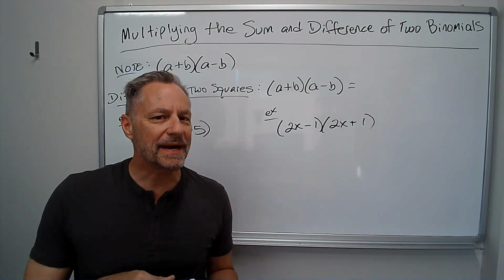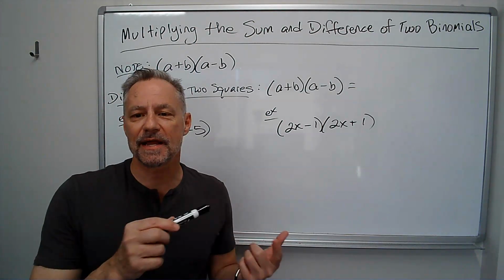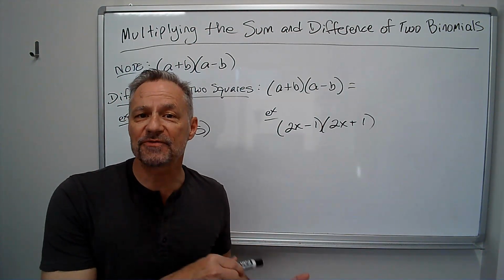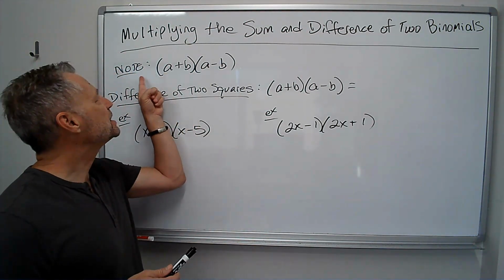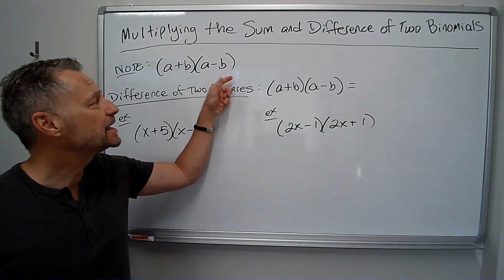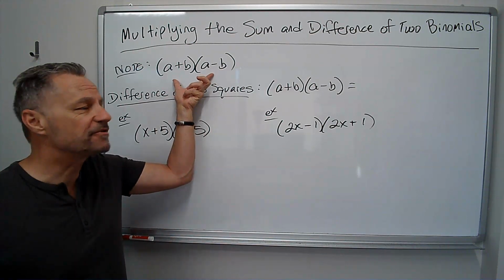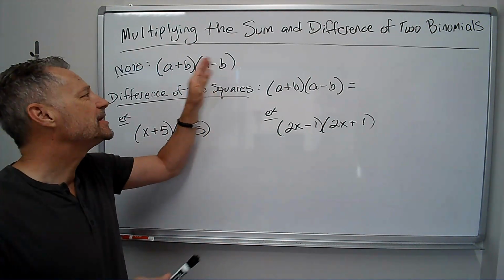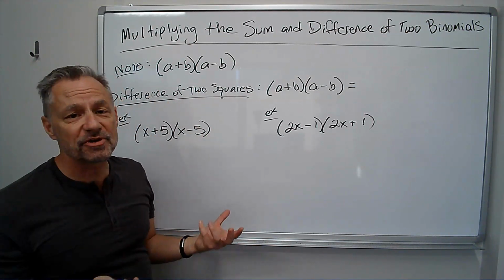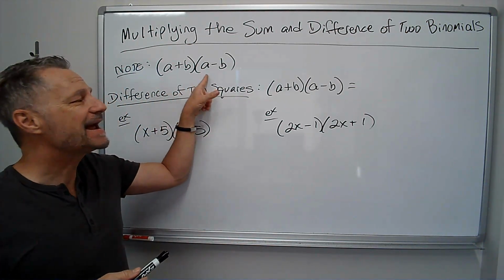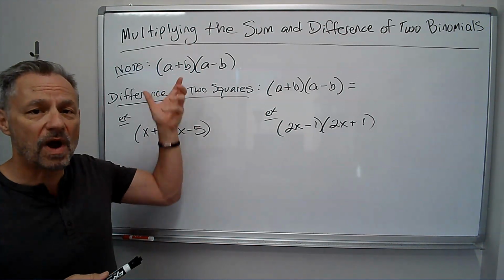Let's look at what happens when we multiply the sum and the difference of two binomials. All right, so I've got written up here (a + b) times (a - b). It has to be in this specific form where I've got a sum and a difference. The order doesn't matter. We can flip those around because of the commutative property of multiplication. But if I have something in this form, watch what happens.